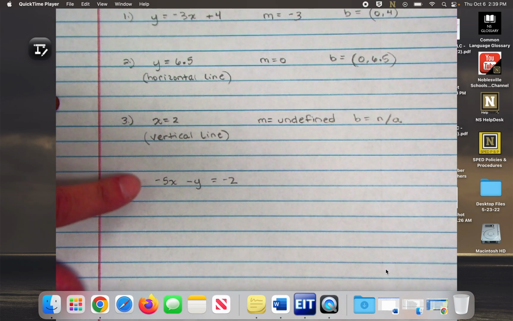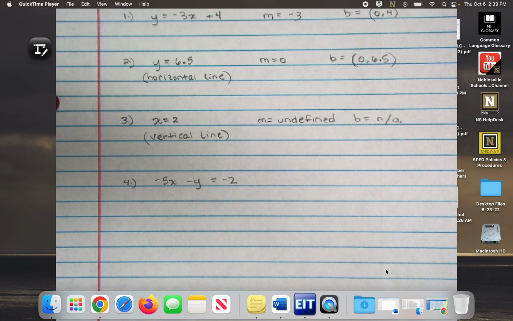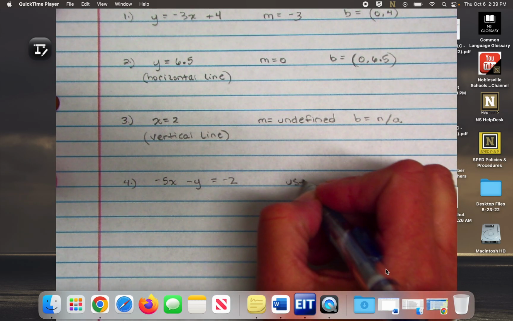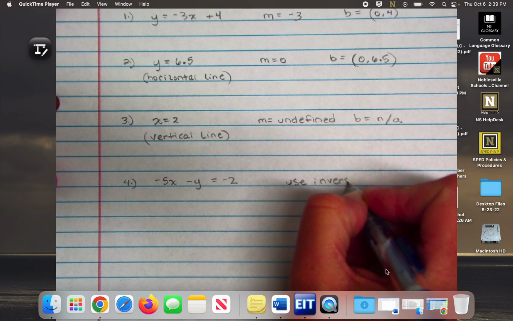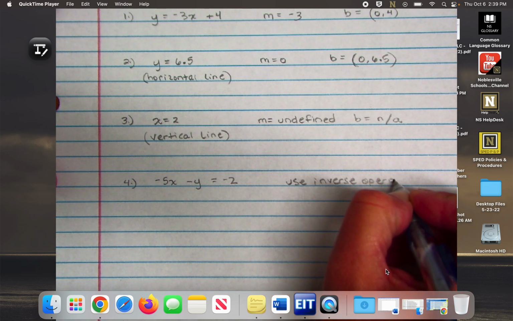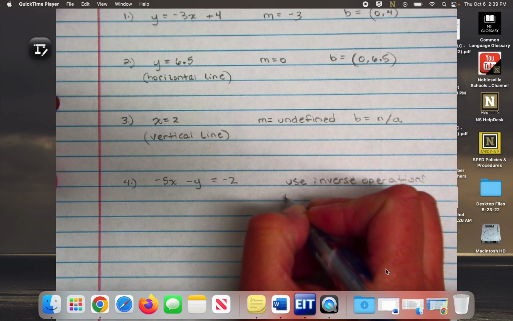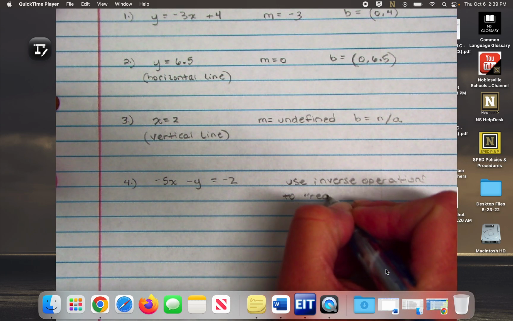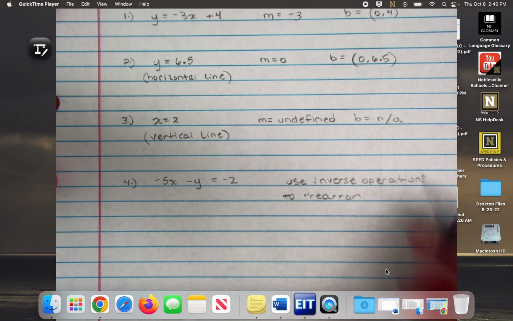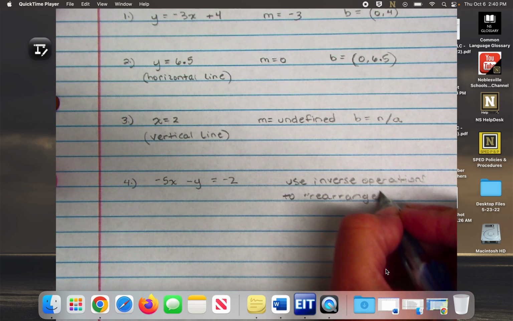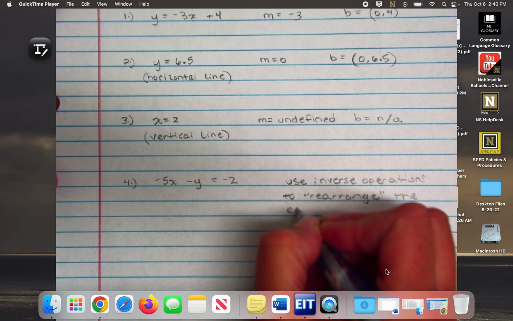Okay, so this is one of those times where it's not given to you in slope-intercept form, so you can't possibly know what the slope is yet. So we're going to use inverse operations to rearrange the equation.